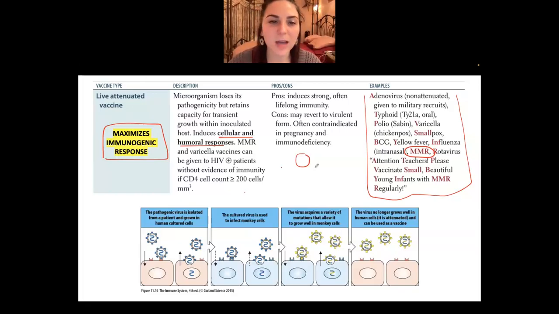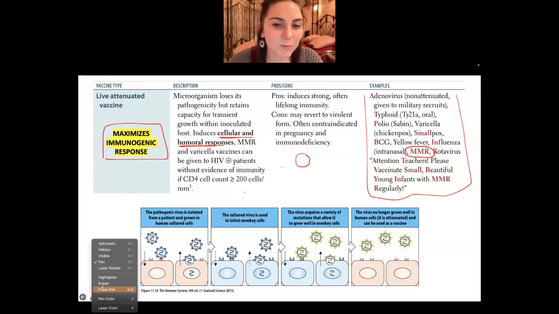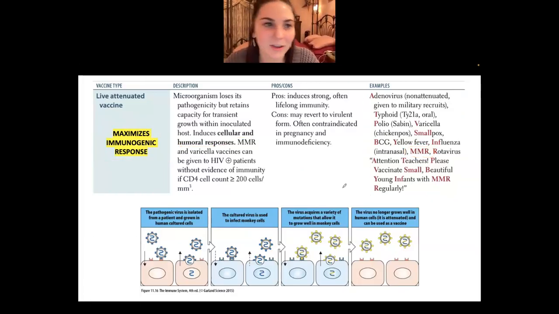So that's kind of what a live attenuated vaccine is. Humoral immune responses means your B cell responses, like you're making tons of antibodies against it. Cellular immunity is your T cell immunity, right? So you're getting T cells, so again, these are very, very good to give to patients. So then you're probably like, well, why don't we give every single person a live attenuated vaccine?